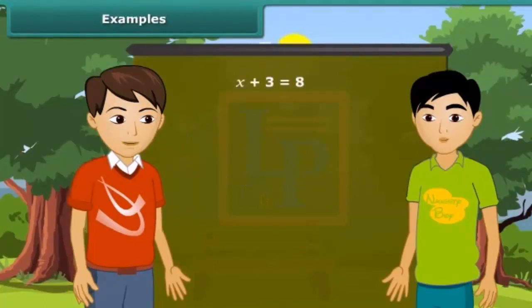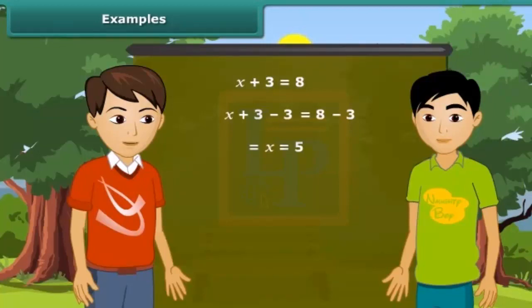Let us take an equation. x plus 3 is equal to 8. We shall subtract 3 from both sides of this equation. The new LHS is x plus 3 minus 3, which is equal to x. And the new RHS is 8 minus 3, which is equal to 5. Therefore, we get x as 5. But why should we subtract 3 and not some other number? It is because subtracting 3 reduces the LHS to x.